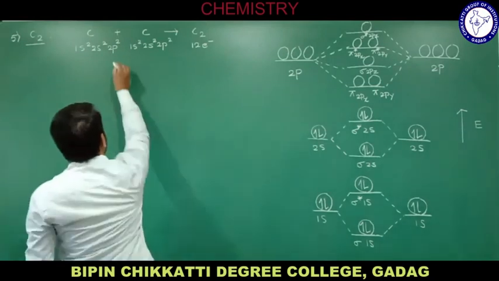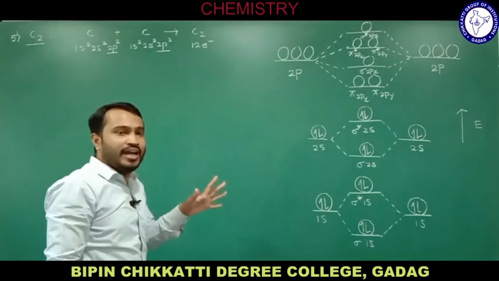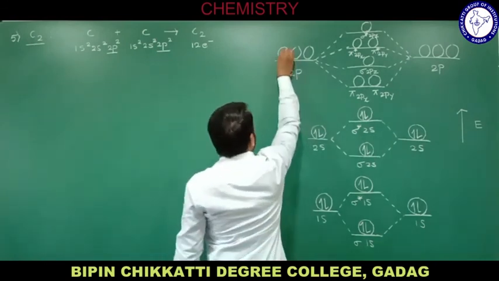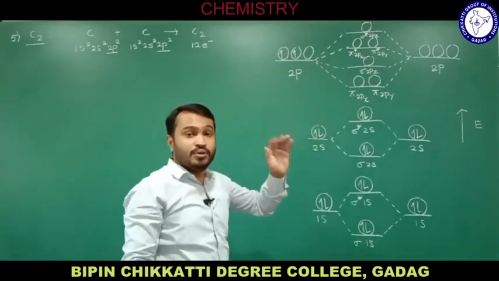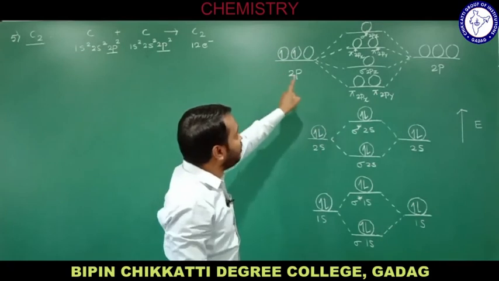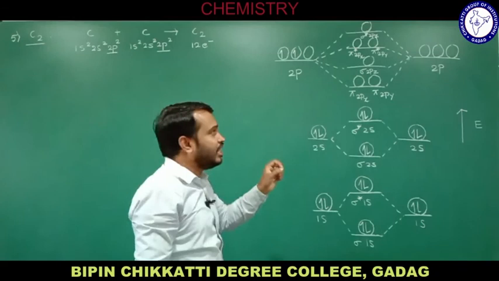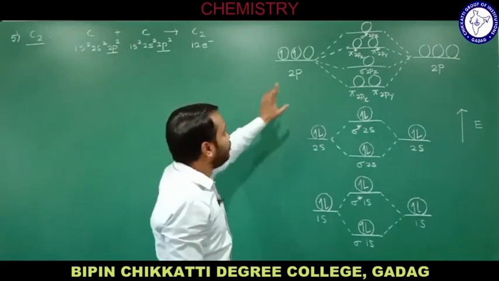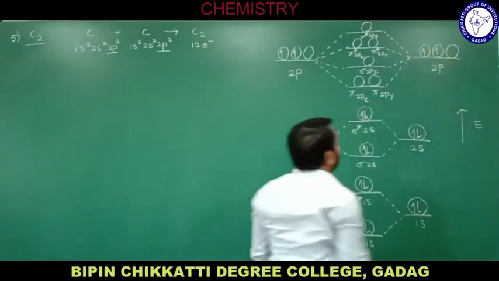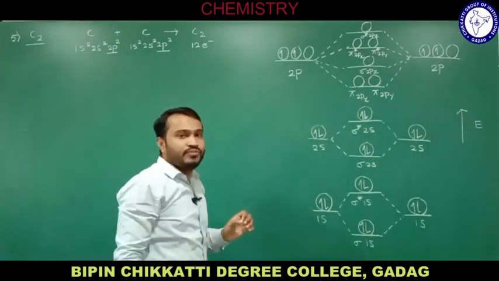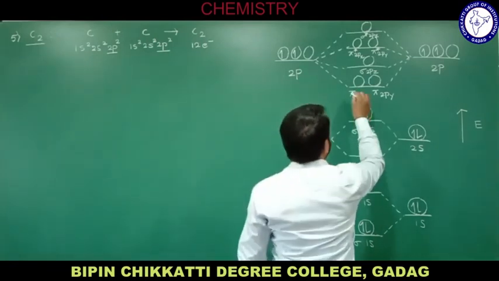Now you come to 2p here and 2p here. In a 2p we have 2 electrons, and in the other 2p we also have 2 electrons. According to Hund's rule, we have to fill all the orbitals of the same energy with 1 electron, and after that if you have extra electrons, pairing of electrons starts. Totally how many electrons did we get? Totally we got 4 electrons, and these 4 electrons have to be filled here.